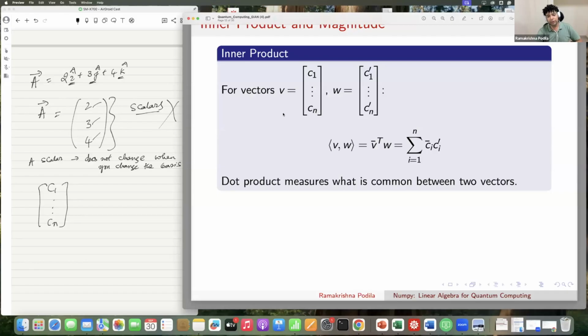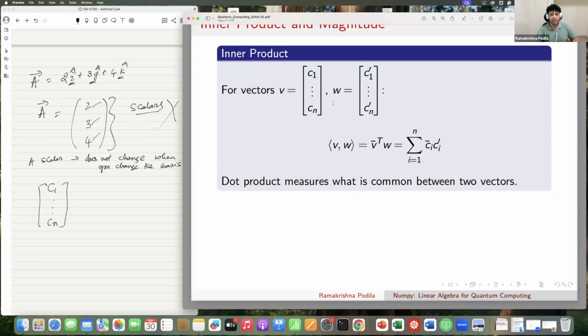When we are doing the inner product, what we do is a dot product. When we do a dot product, we are measuring what is common between two vectors, and that's the basic definition of the dot product. So when I look at the dot product of V and W, each of these components is related to a basis vector, so I see what is common between those basis vectors.